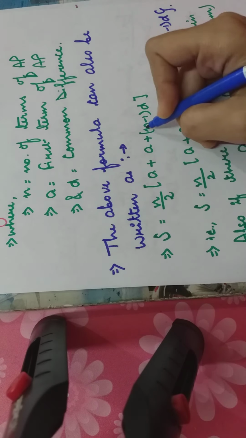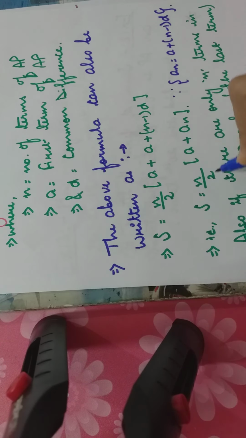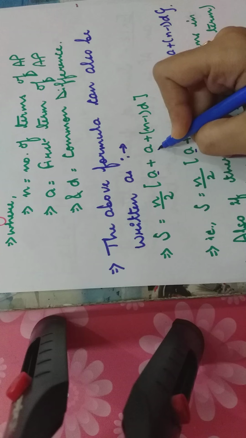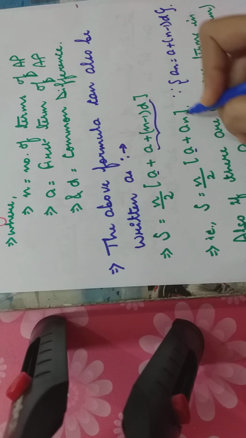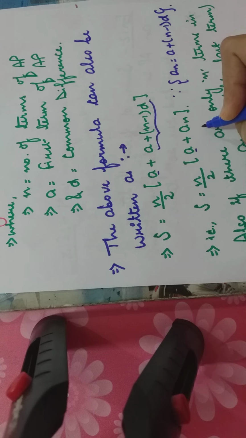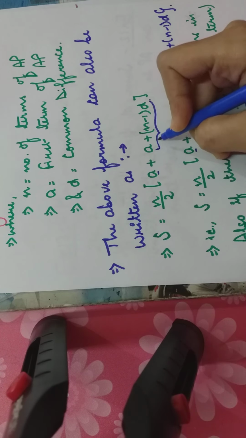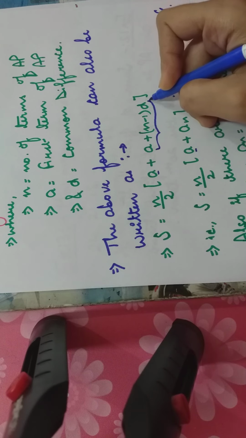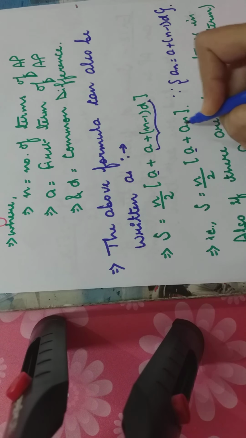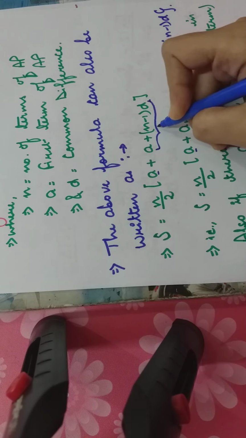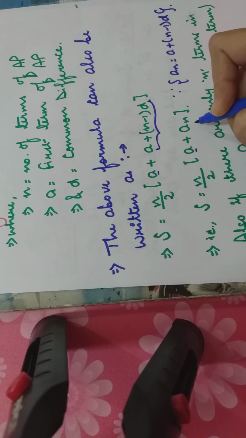This formula can be rewritten as S equals n by 2 into a, which I have left as it is, plus this part, which you are already aware of. The nth term formula of an AP, we have already studied in our previous classes, is an equals a plus n minus 1 into d. So this whole thing, a plus n minus 1 into d, is nothing but the nth term, an. So I have rewritten a plus n minus 1 into d as an. You have already studied this in the previous videos. If you are unable to recall it, kindly watch those videos once again.